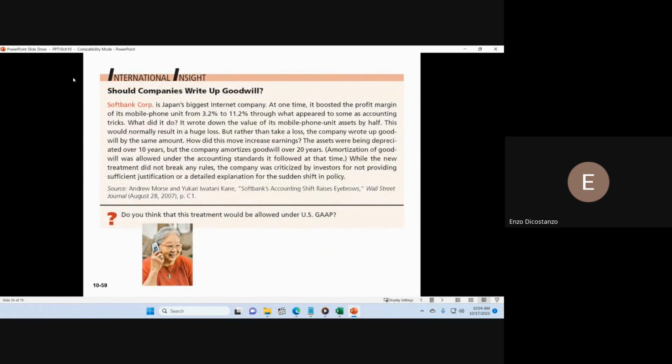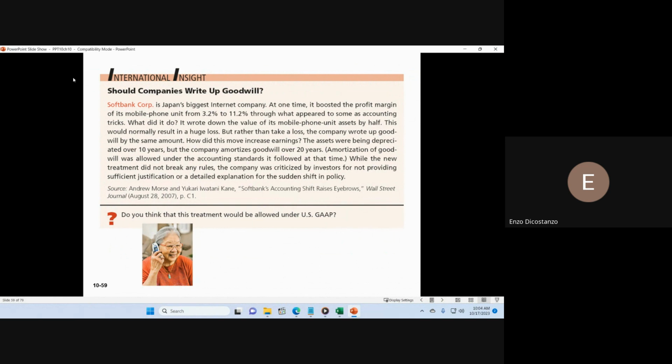SoftBank was a big internet company and boosted its profit margin from 3 to about 11%. And they were accused of accounting tricks. They wrote down the value of the mobile unit asset by half. This would normally result in a huge loss, but rather than take a loss, the company wrote up goodwill by the same amount. How did this move increase earnings? The assets were being depreciated over 10 years, but the goodwill was amortized over 20 years.